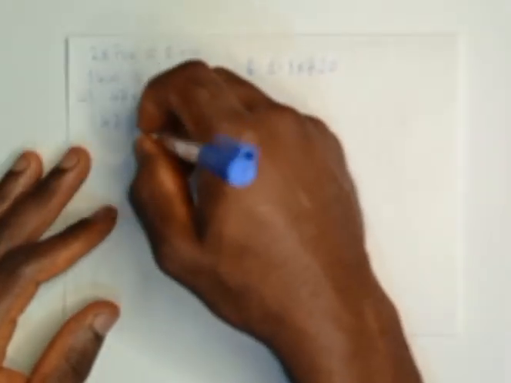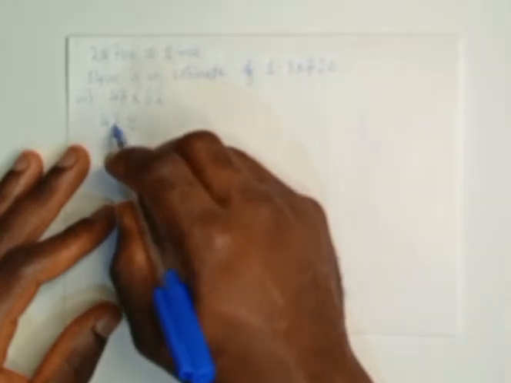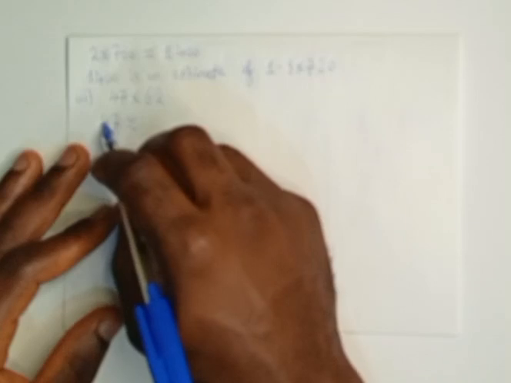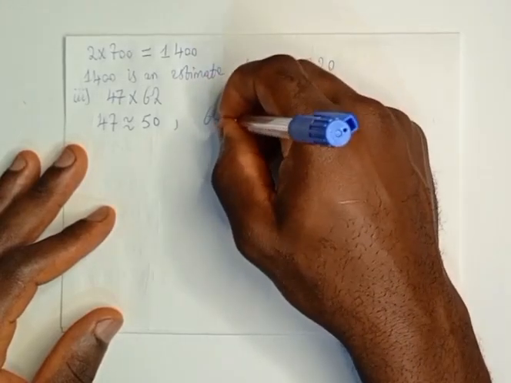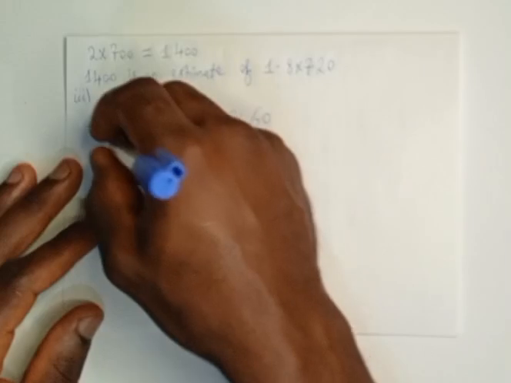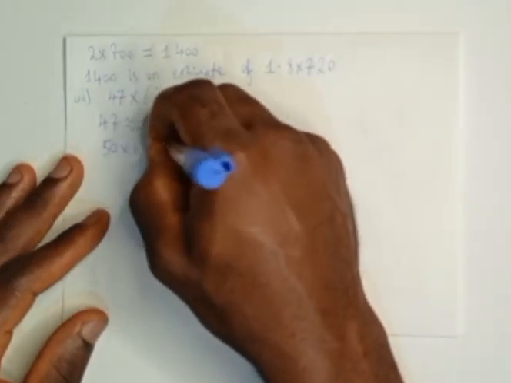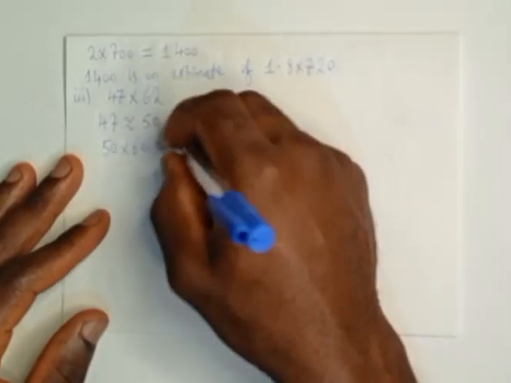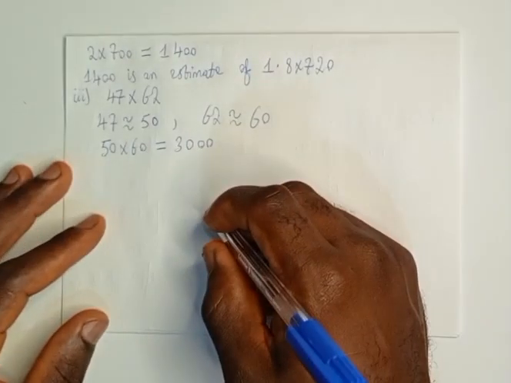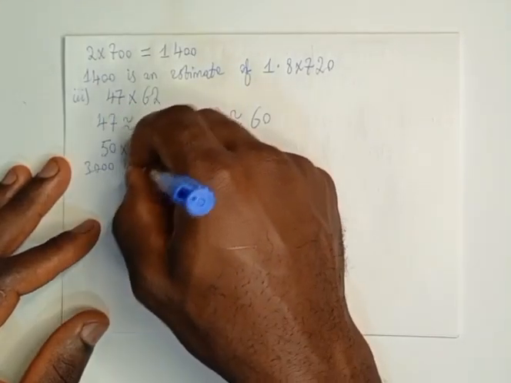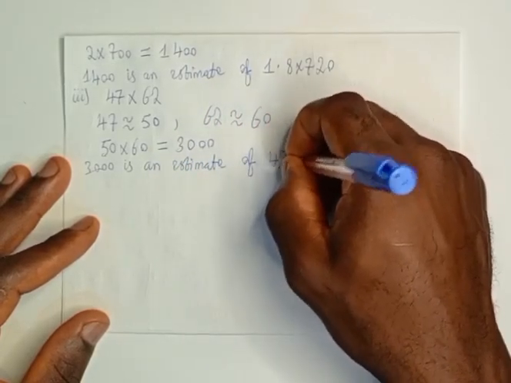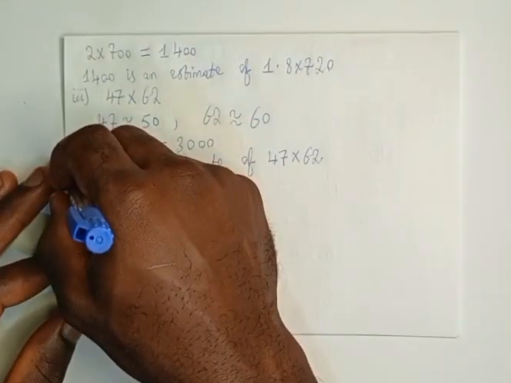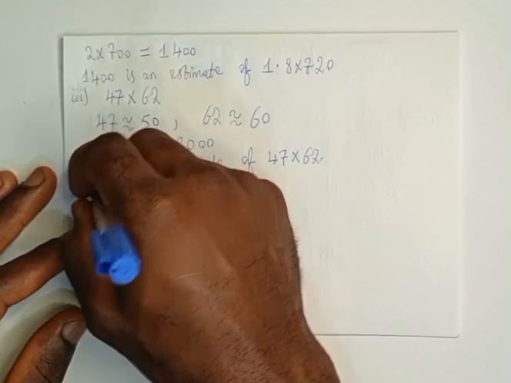For 3i, we have 47 times 62. 47 to one significant figure gives us, we have to round off. 7 is greater than or equal to 5. It is rounded up to 1. We add the 1 to this 4 gives us 5. We will replace 7 with 0, 50. 62 to one significant figure gives us 60. For us to get an estimate, we simply take 50 times 60, and this will be equal to 5 times 6 gives us 30. Then we attach 2 zeros. Therefore, 3000 is an estimate of 47 times 62.